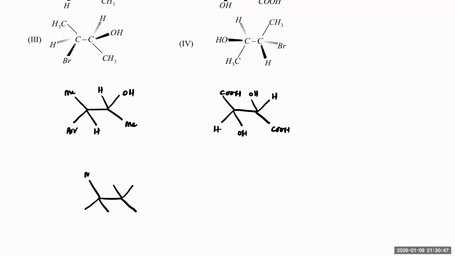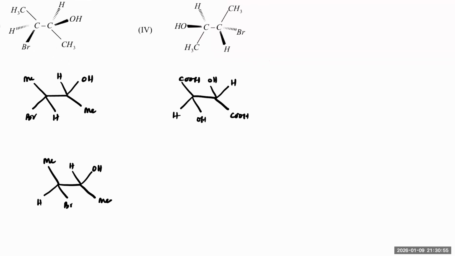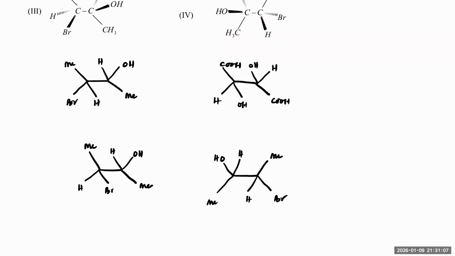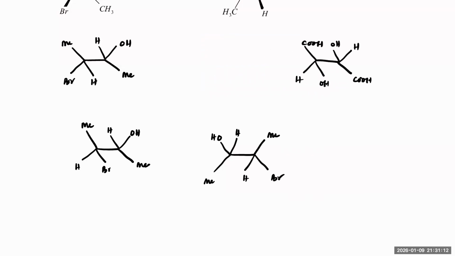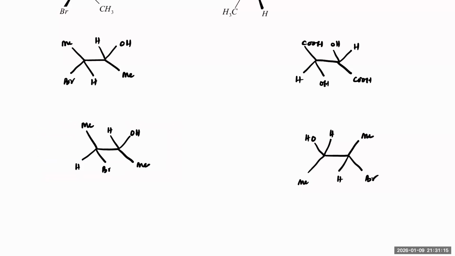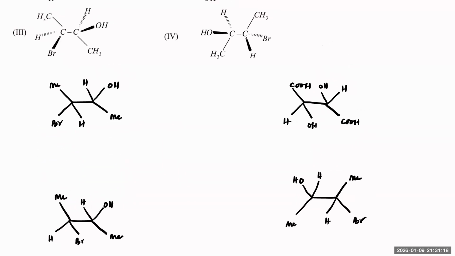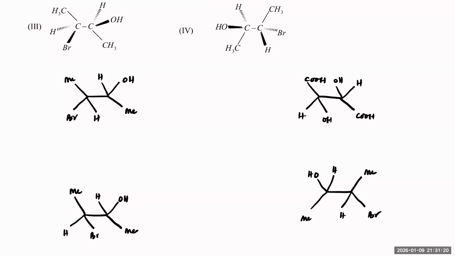Third case, I have methyl and methyl, H and Br, H and OH. And the last case we have methyl and methyl, OH and H, H and Br. These are the structures. Clear? So I'll give some space to write and judge how they look with each other. Okay. So first thing we have to do is write the eclipsed form of it.